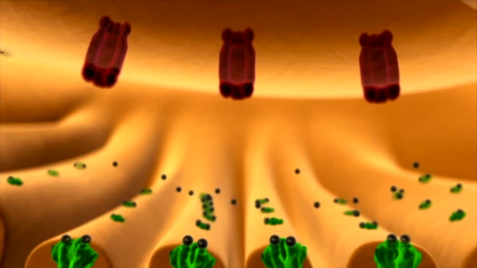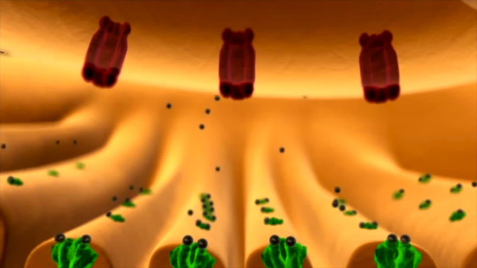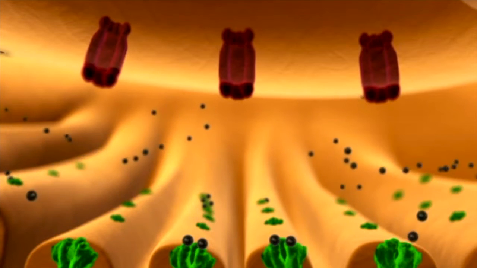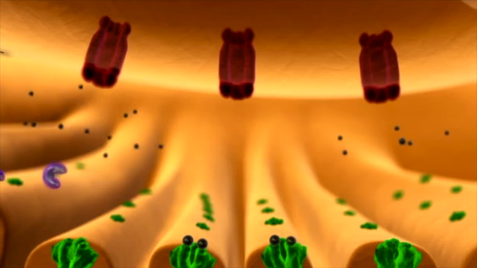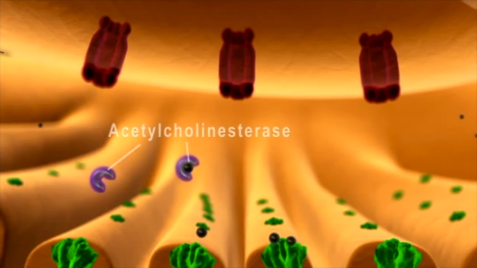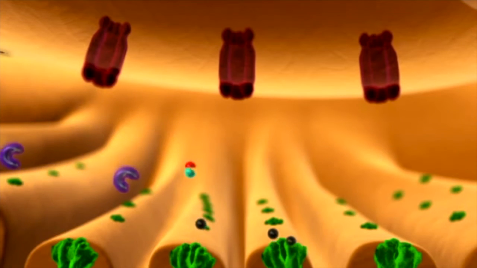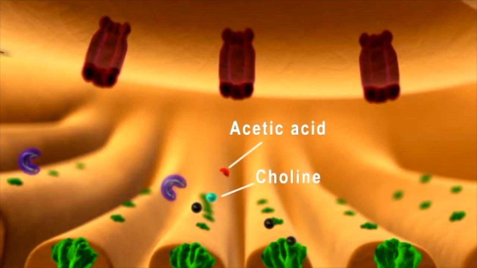Neural transmission to a muscle fiber ceases when acetylcholine is removed from the synaptic cleft. This removal occurs in 2 ways. 1. Acetylcholine diffuses away from the synapse. 2. Acetylcholine is broken down by the enzyme acetylcholinesterase to acetic acid and choline.